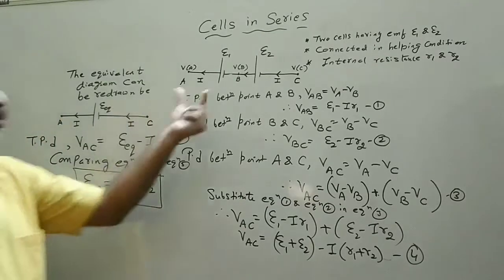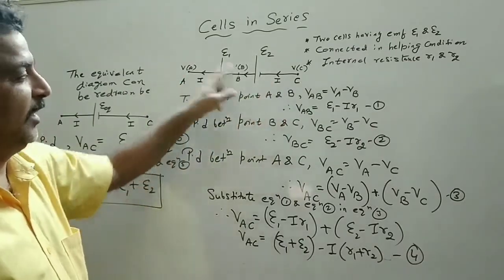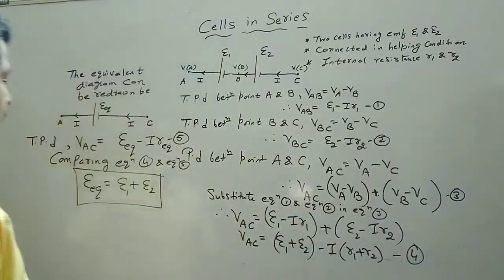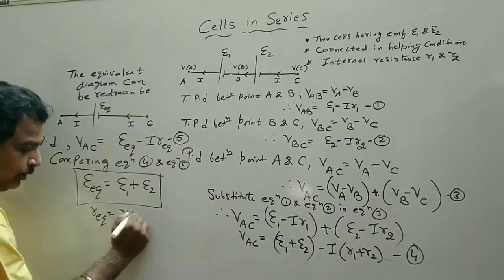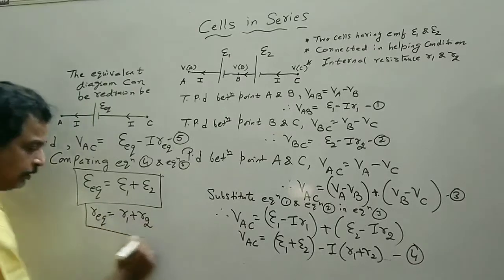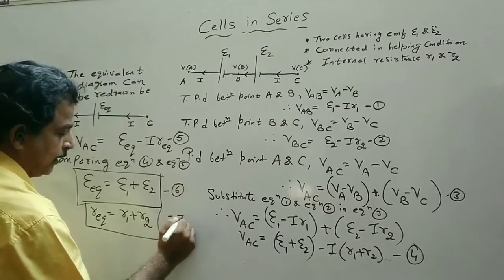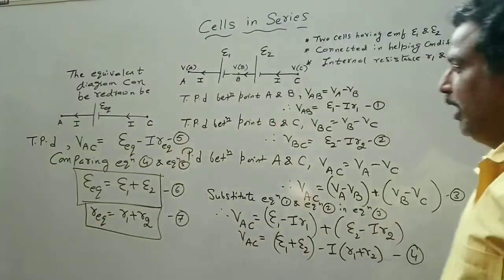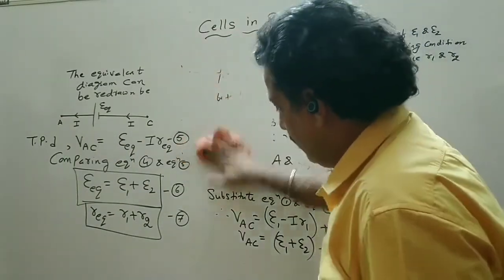So if you have two cells of 2 volt and 3 volt connected in series in a helping condition, then the equivalent is 3 plus 2, say 5 volt. R equivalent is also the summation of the two individual resistances. So this is equation number 6, this is equation number 7. So this is a simple expression for two cells connected in series.